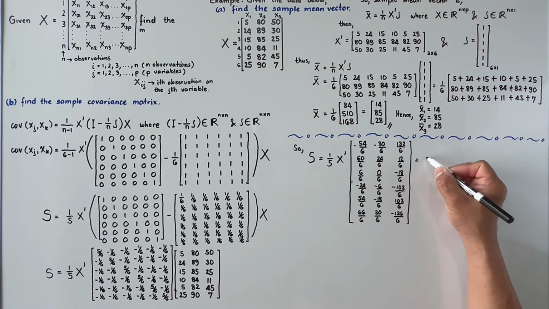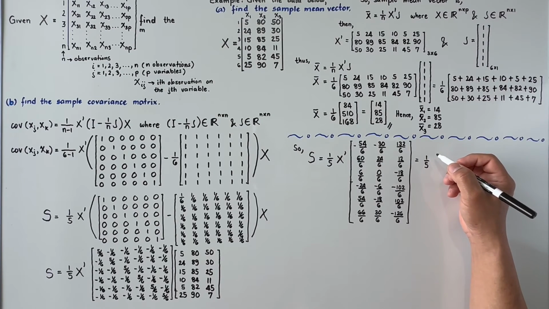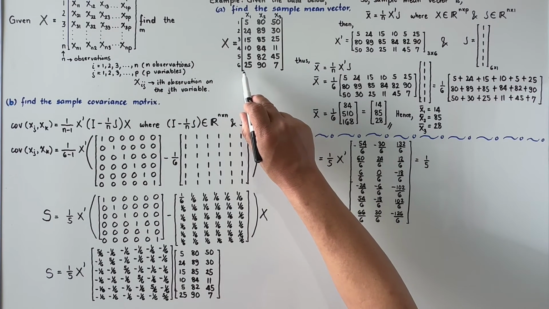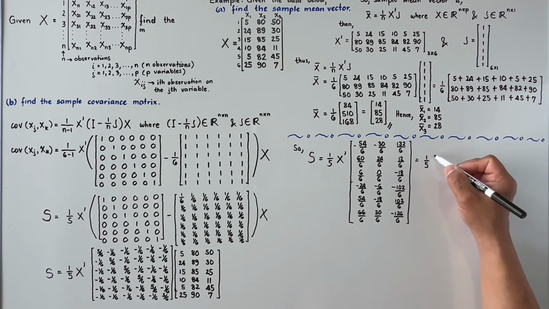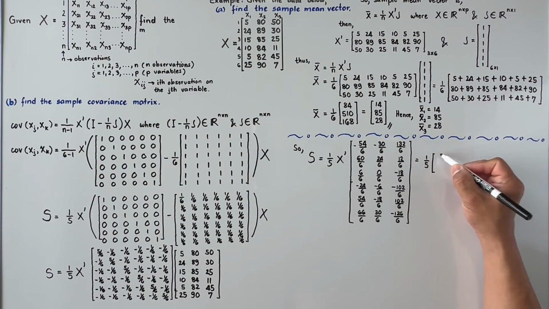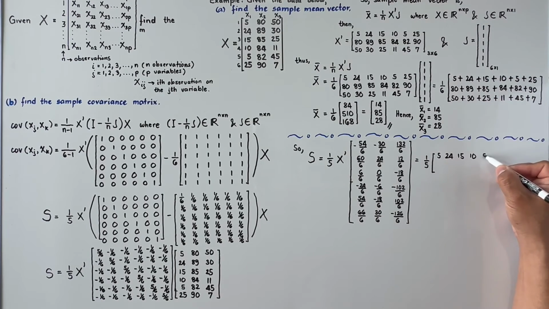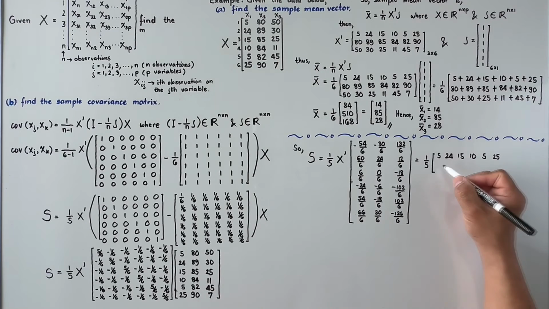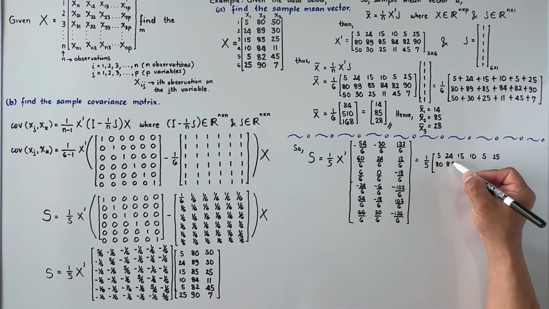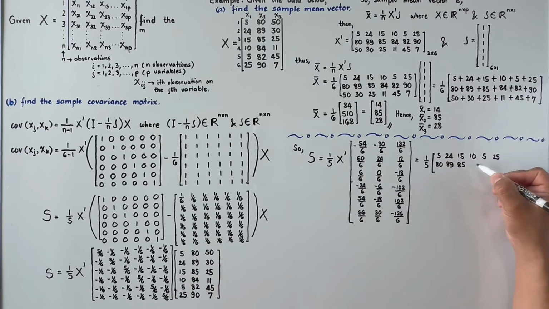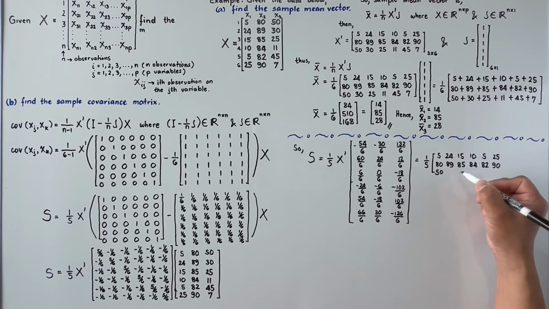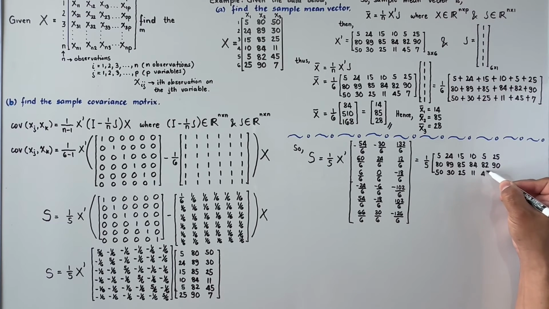So this is equal to 1/5 times the transpose matrix of the matrix X, which is this one. So that is 1/5 of 5, 24, 15, 10, 5, and 25. And this is 80, 89, 85, 84, 82, and 90 here. We have also 50, 30, 25, 11, 45, and 7.